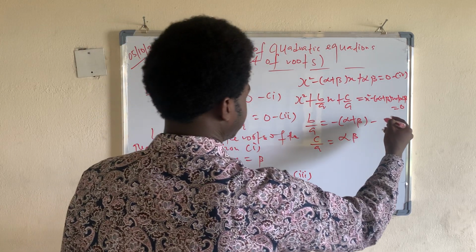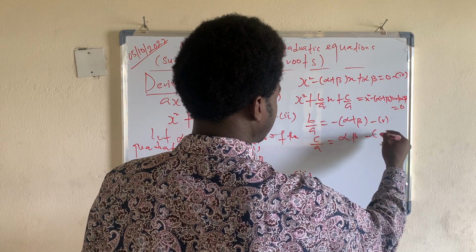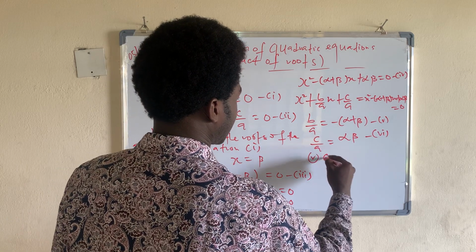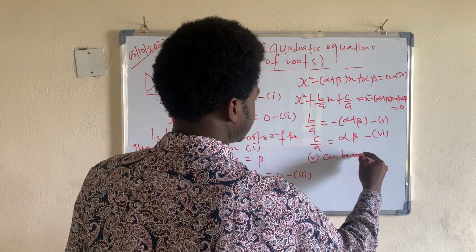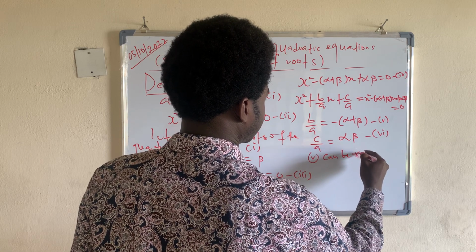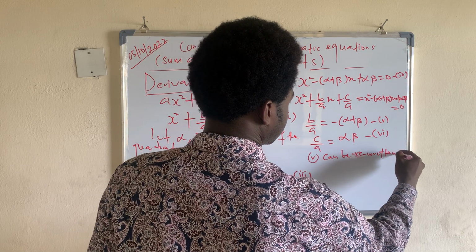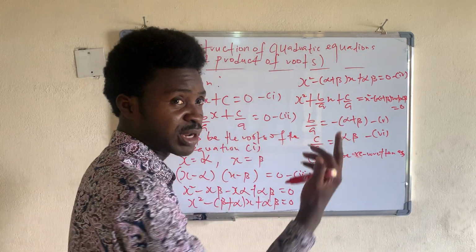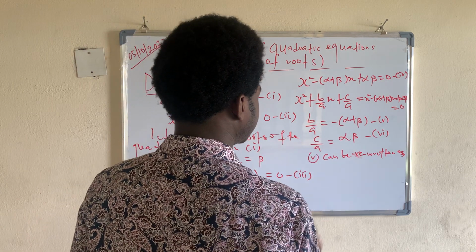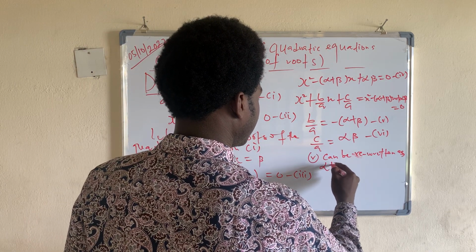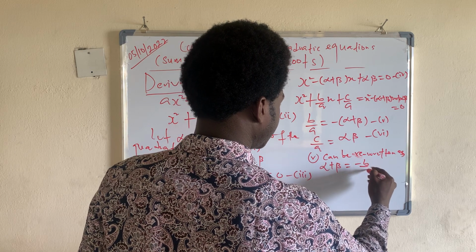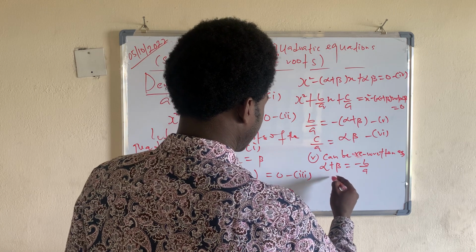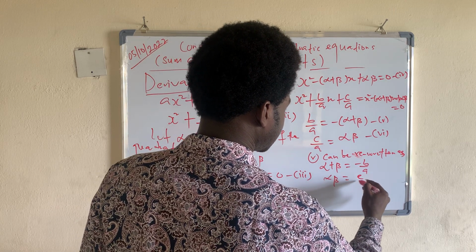Let this be 5 and this be 6. I can rewrite 5 by multiplying both sides by negative, so I have that alpha plus beta is equal to minus b over a. Then I still have my equation 6 as alpha beta equal to c over a.